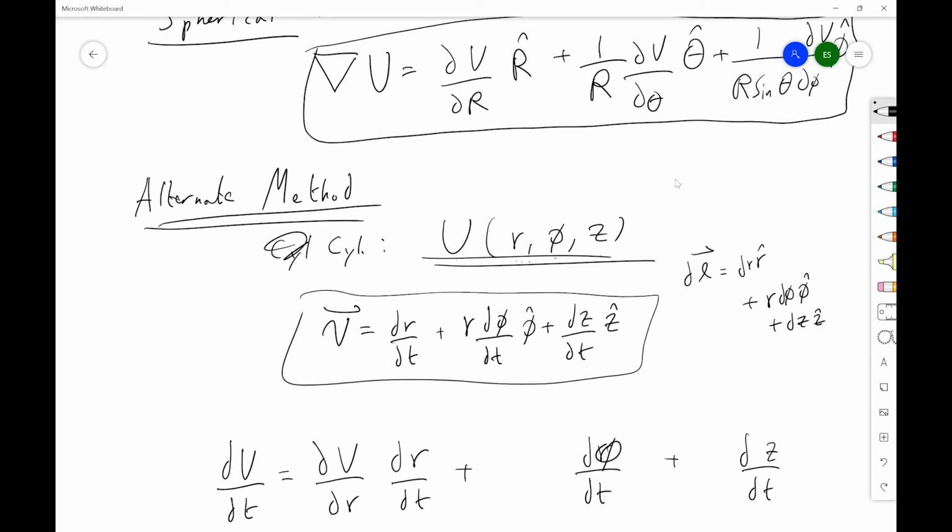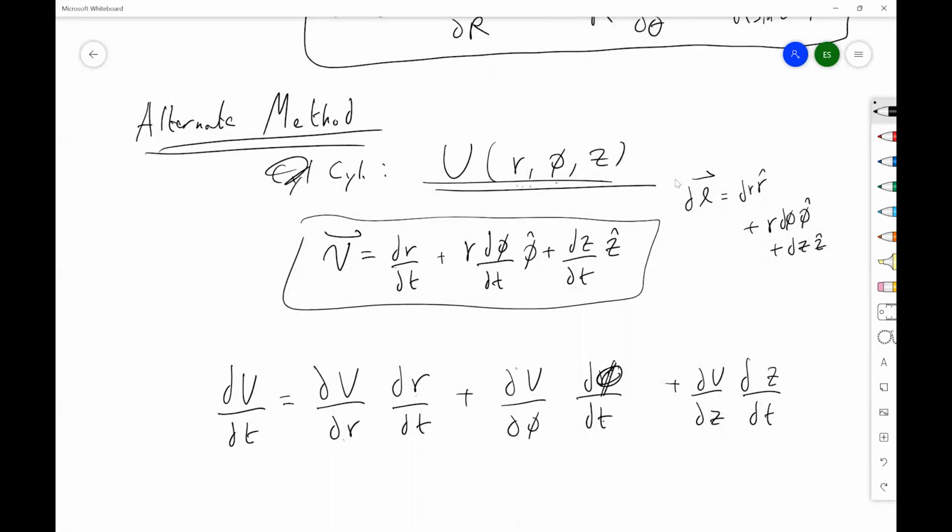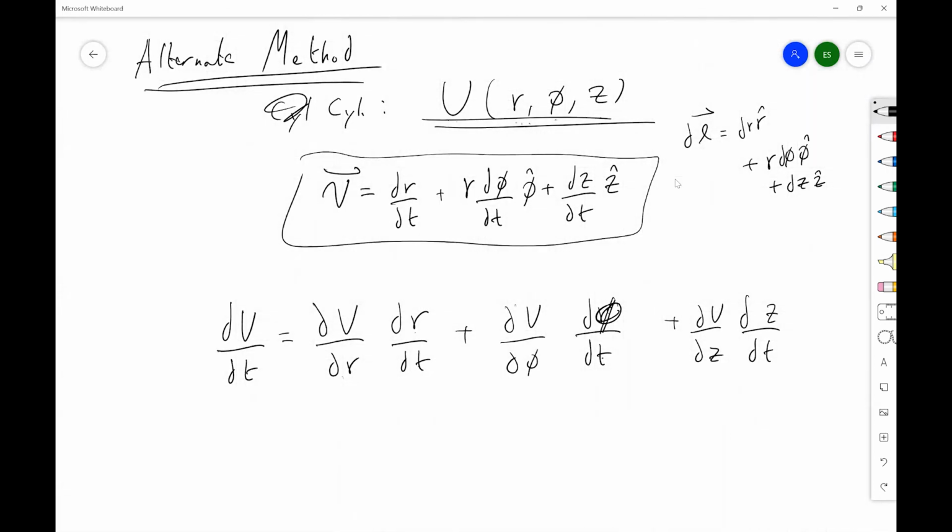So t changes r in a certain way. We multiply it by delta u over delta r to get the total change. Delta t changes phi by a certain amount. We multiply that by delta u over delta phi to get the total change. T changes z by a certain amount. We multiply that by delta u over delta z to get the total change. Okay. So again, we need to apply, remember, the dot product.